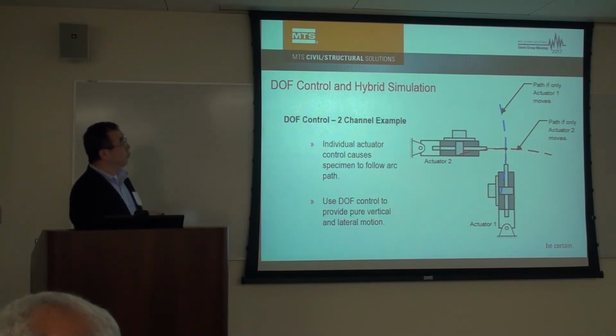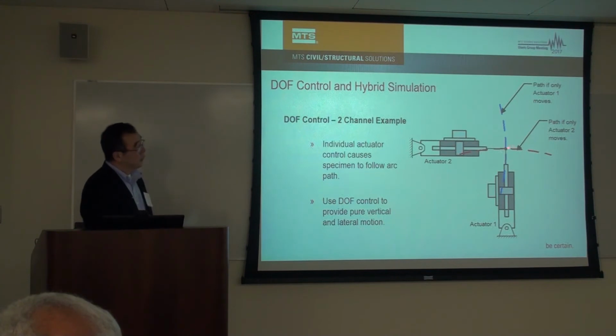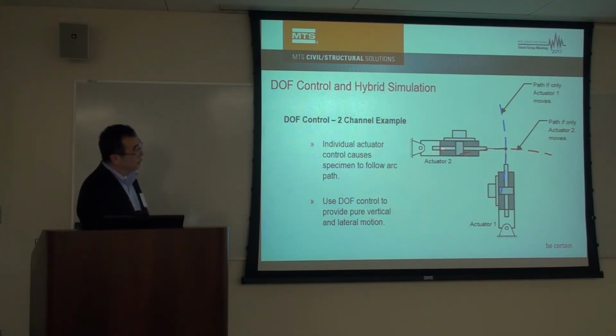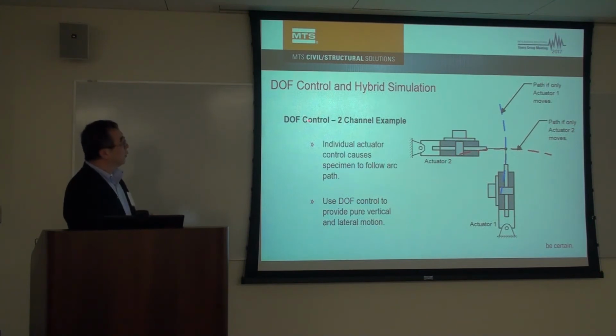So degree of freedom control is to control in global degree of freedom. I control x, and then both actuators move together to make sure that this point moves horizontally in the x direction, no y movement. Same thing for y and rotation. So DOF control is to control any point in global degree of freedom, in 6 degrees of freedom.